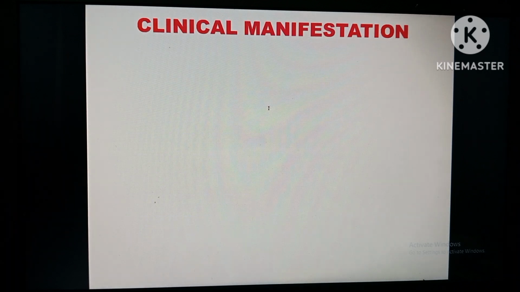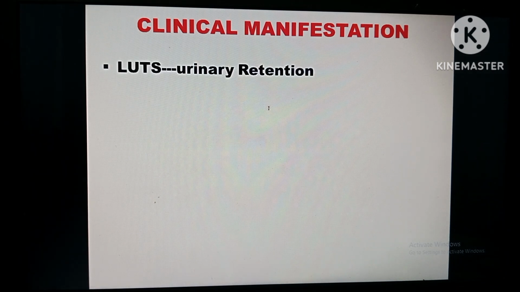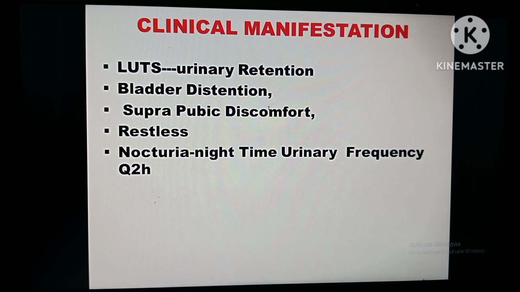So what may be the clinical manifestations when the bladder as well as the urethra is compressed due to enlargement of the prostate gland? It leads to lower urinary tract symptoms, that is urinary retention, bladder distension. When the bladder is distended and urine does not go out, there will be discomfort and abdominal pain. Nocturia, nighttime urgency and frequency, meaning the whole night the client is waking to pass urine only. He is not getting proper sleep. His sleep pattern is altered.